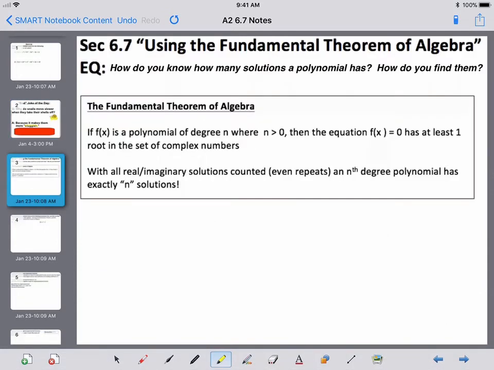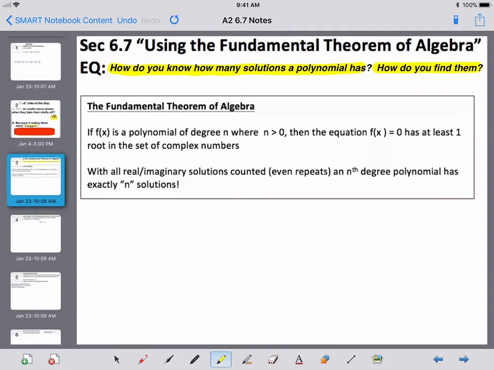Okay, so we are going to get started with these notes. Again, make sure you have this note sheet and something to write with. Section 6.7 is about the fundamental theorem of algebra, and that theorem is going to help us answer these two questions. How do you know how many solutions a polynomial has? And then how do you find those solutions?